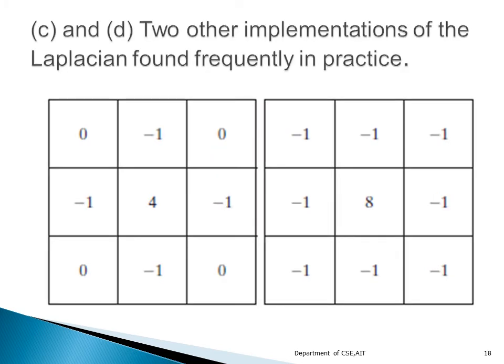The other two implementations of the Laplacian are nothing but the negatives of a and b, as c and d. So we can see that the center pixel, which is f of xy, will now be positive, whereas the other four will have the value minus 1. Similarly, when we go for picture d, the center pixel will be equal to 8, because we are considering the two diagonal values also. And of course, all the other neighbors will be equal to minus 1. This is just the opposite of b.